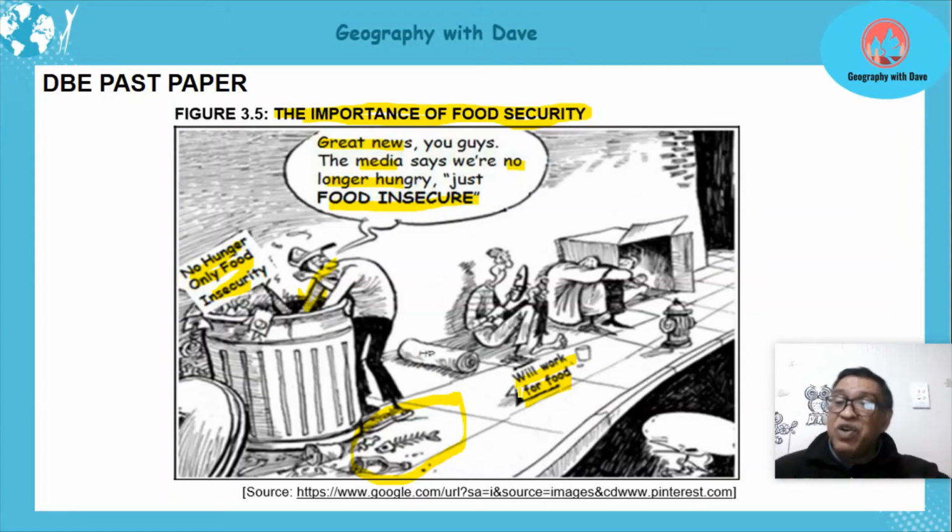But if they can't afford it, they can't afford it. Okay, so it's quite an interesting one, and it's good to look at cartoons sometimes. We don't just take them literally, we read into the message of the cartoon and what it's trying to tell us. And of course, we relate it to the concept of food security in this case. Okay, so let's look at the questions.